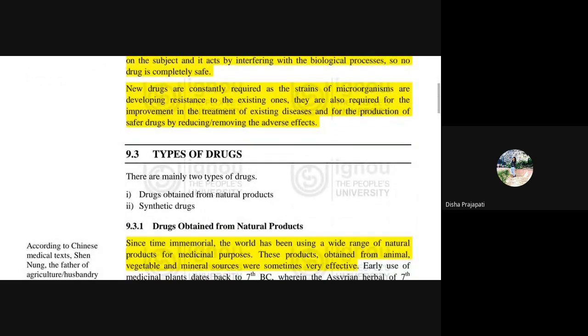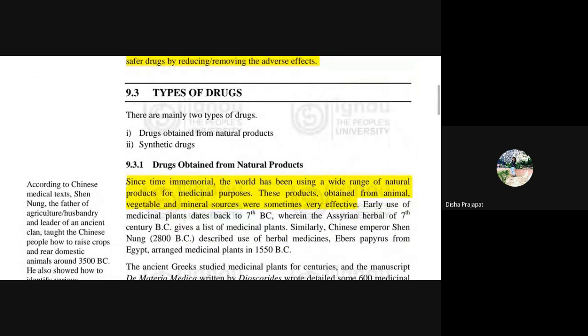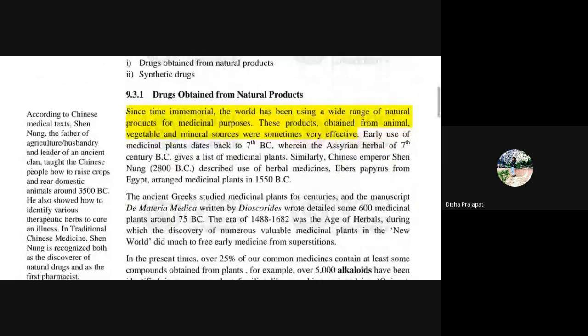Drugs can be obtained from natural products and drugs can be synthetic drugs. Drugs obtained from natural products. Since time immemorial, the world has been using a wide range of natural products for medicinal purposes. These products obtained from animal, vegetable, and mineral sources were sometimes very effective. These are called natural products.